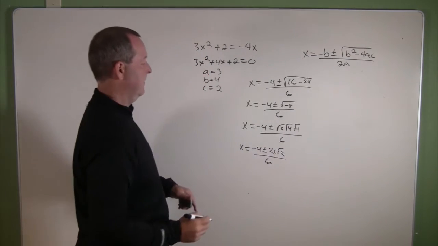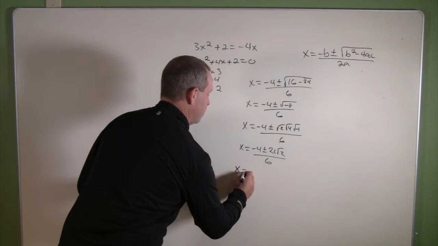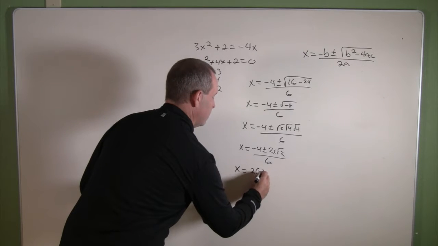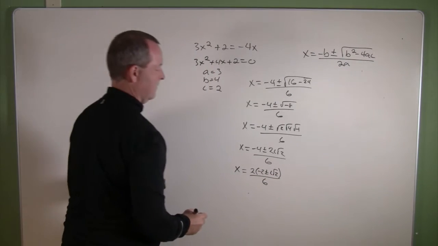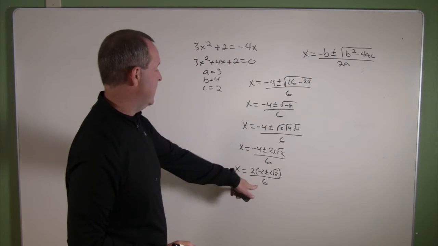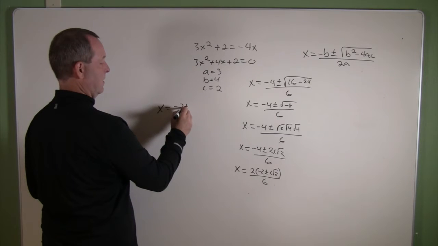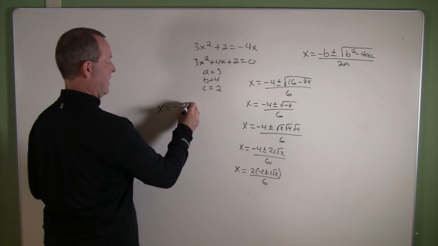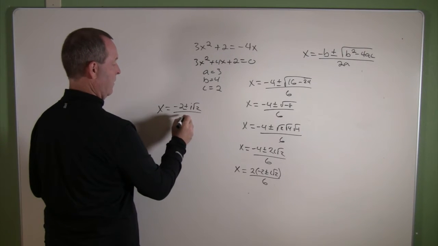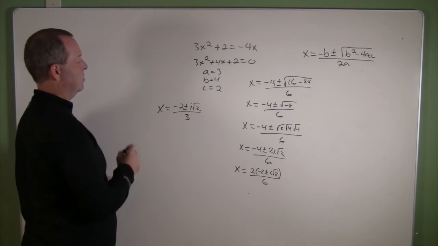All over a 6. And it looks like I have 2's in common everywhere, so I can factor out a 2. And then I can reduce 2 over 6 down to 1/3. So my final solution is minus 2 plus or minus i root 2, all over 3. Yep. And there's my two solutions.